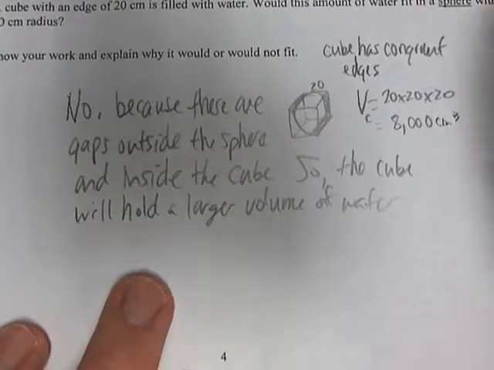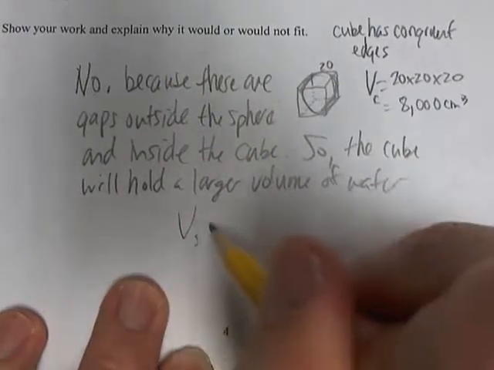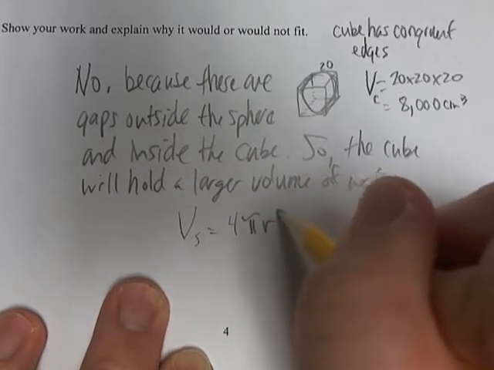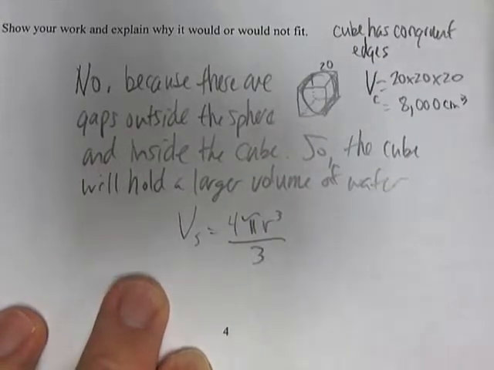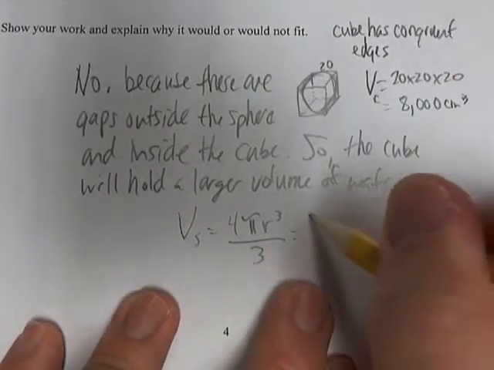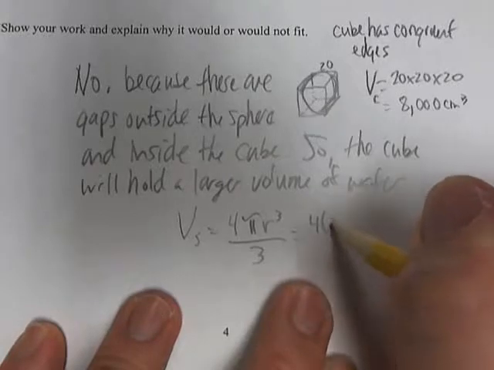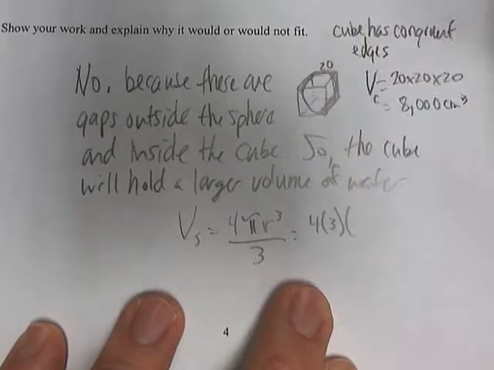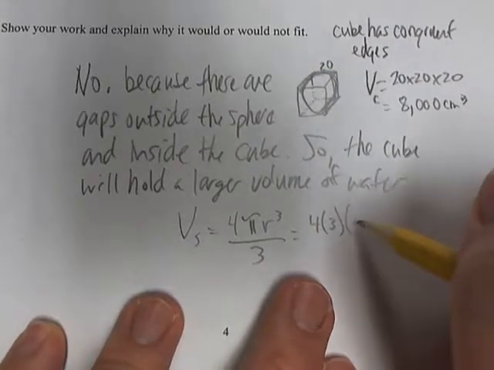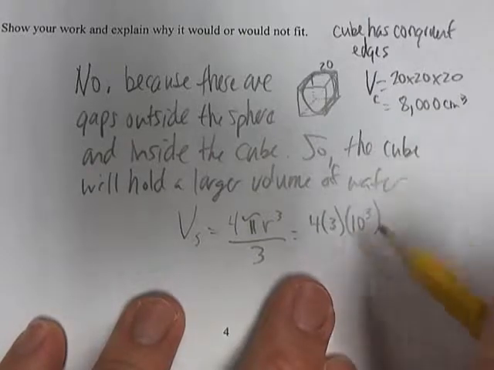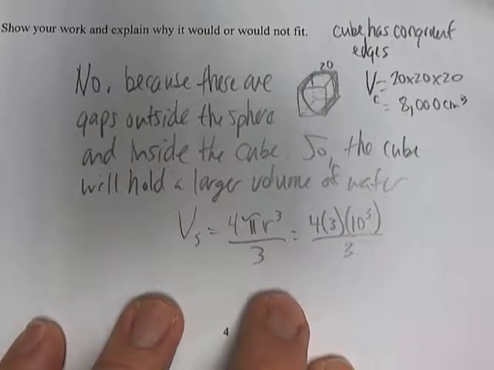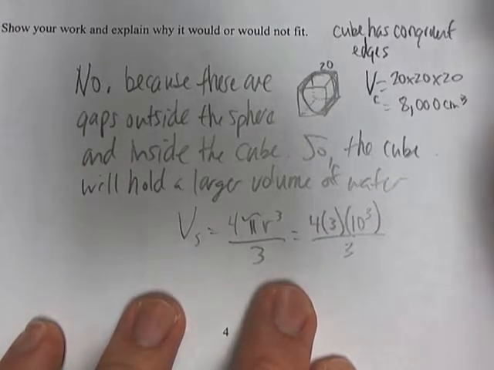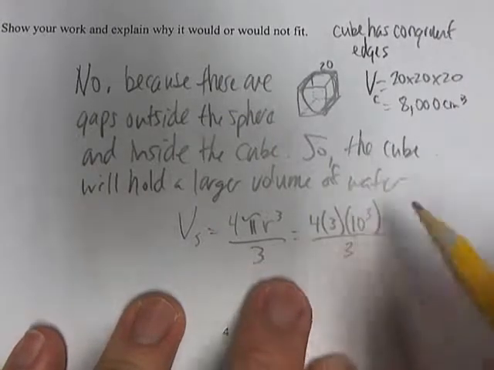Now let's use the formula for volume of a sphere. Volume of a sphere is 4 times pi times radius cubed divided by 3. Let's plug and chug. 4 times 3. The radius, well, notice that this edge of 20 is the diameter of the sphere. So the radius has to be half of that. So the radius is 10. So 10 times 10 times 10. Well, 10 times 10 is 100. 100 times 10 is 1,000.